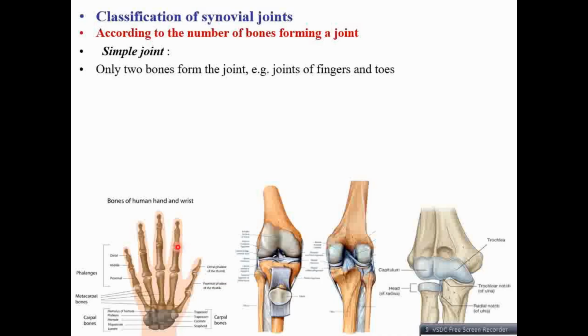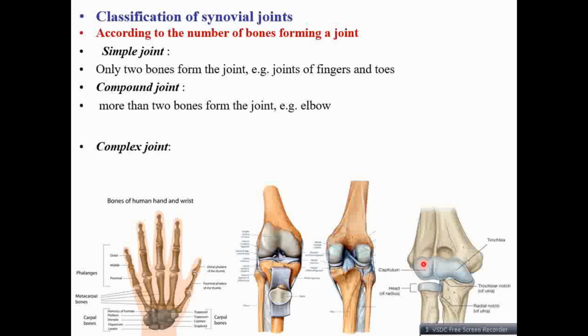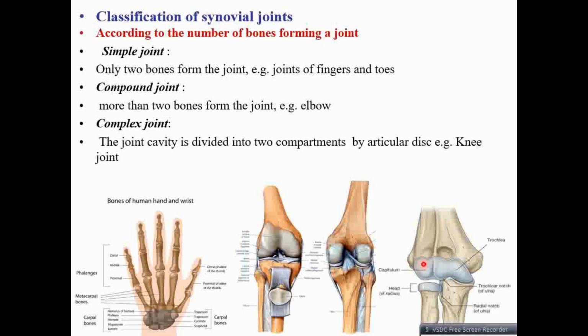Example, joints of fingers and toes. Compound joint: when more than two bones are articulating, they are referred to as a compound joint. You can make out here three bones are articulating. Example, elbow joint. Complex joint: I have already mentioned the articular disc that separates the joint cavity into two compartments. Such a type of joint is referred to as a complex joint. Example, the knee joint.